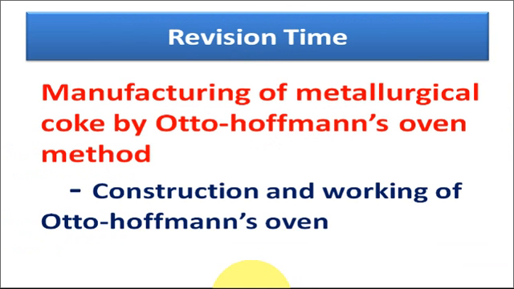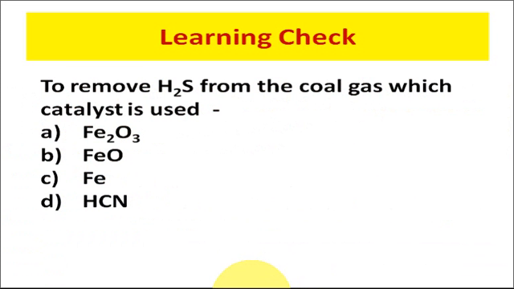So this is what we have learned in today's class. Now it's time for a learning check. Read the question carefully on your screen and think about the correct answer. To remove H2S from the coal gas, which catalyst is used? Fe2O3, FeO, Fe or HCN? Yes, you are correct. It is Fe2O3, as we have just discussed. Fe2O3 is used to separate out the H2S from the coal gas.